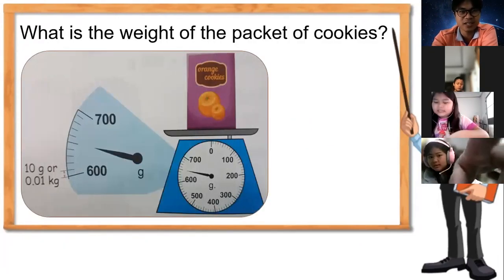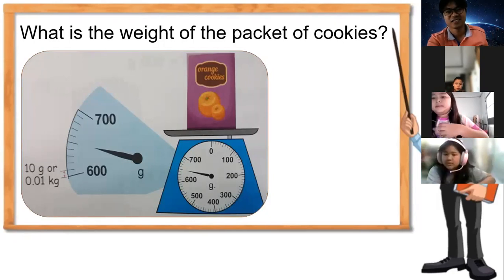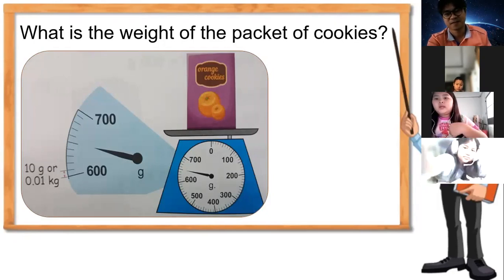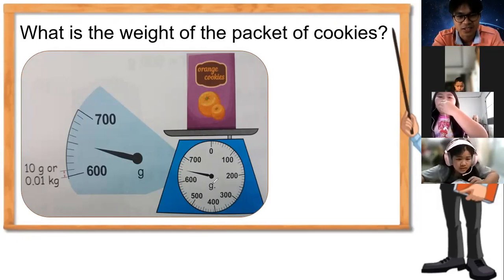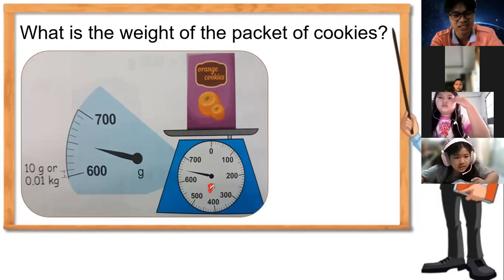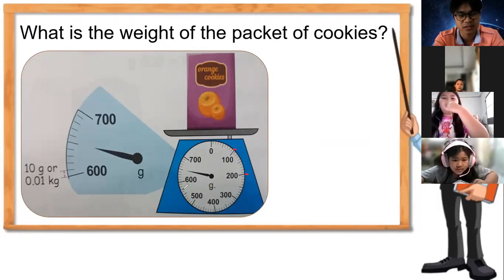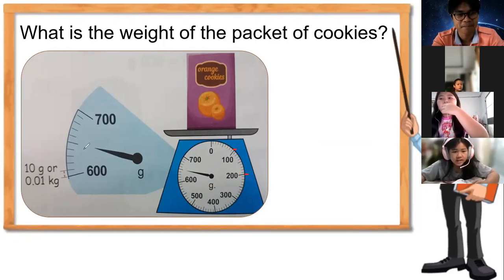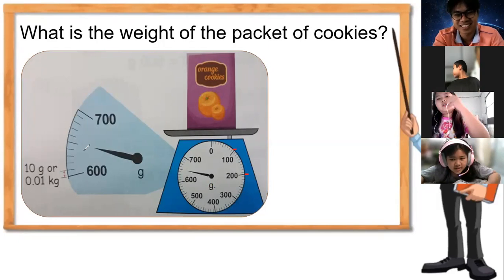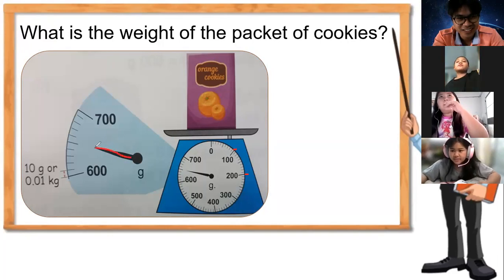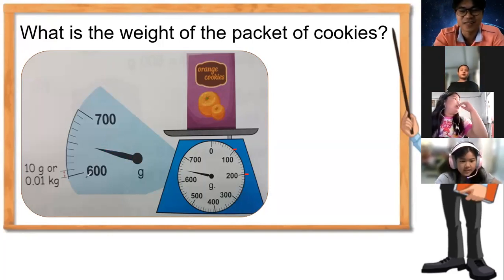How about this? What is the weight of the packet of cookies? What is your answer? This is in grams. You can see here G, right? This is in grams. 100 grams, 200 grams, 300. What's the answer? 600 grams. 600 what? 600 grams. 600 grams only?